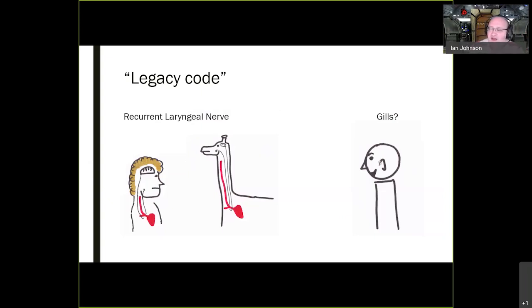And a classic example is the recurrent laryngeal nerve, which is a nerve that runs from your brain to your jaw. Now, you'd think that would be a case of slightly down the neck and out. But in fact, it goes from your brain down under your aorta, all the way back up your neck and to your jaw. And where did this come from?